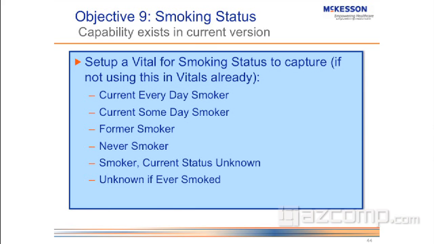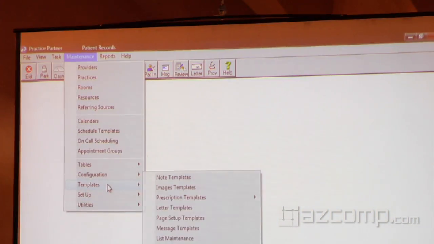So current everyday smoker, current some day smoker, former smoker, never smoker, smoker, current status unknown, and unknown if ever smoked. So those are the 5 statuses. Right now it comes with 3. So you guys will be able to see that. So if you guys are not aware of how to change those statuses, I'll show you right now.